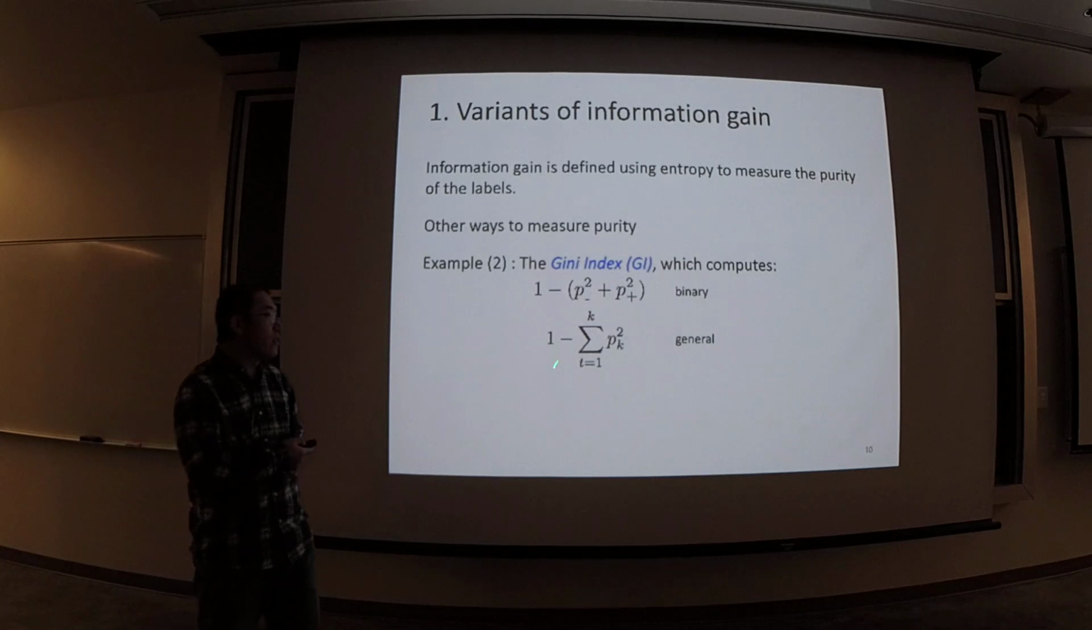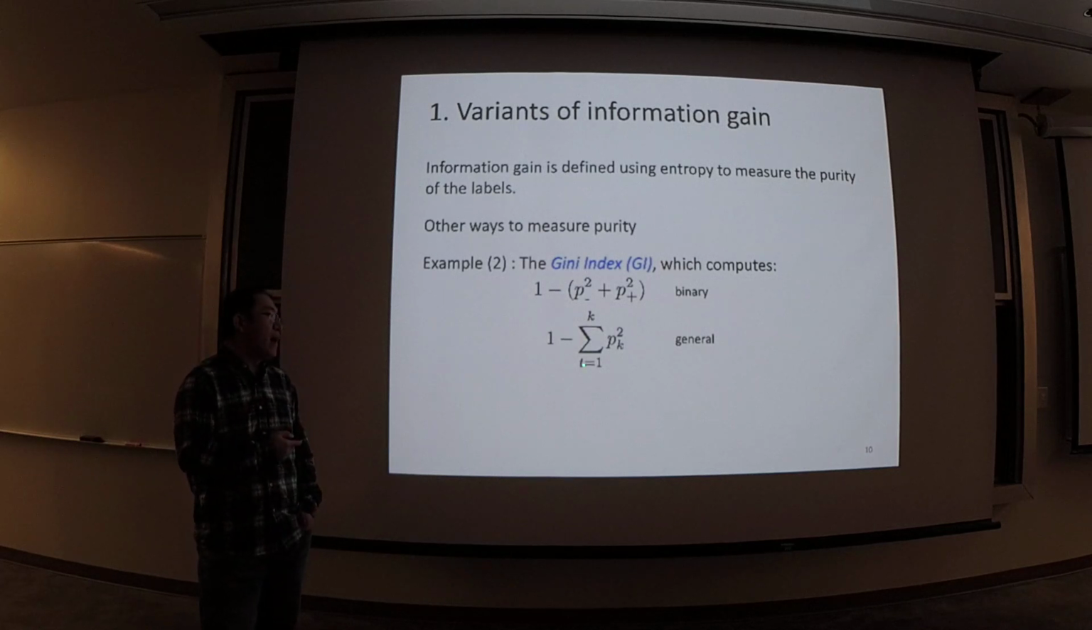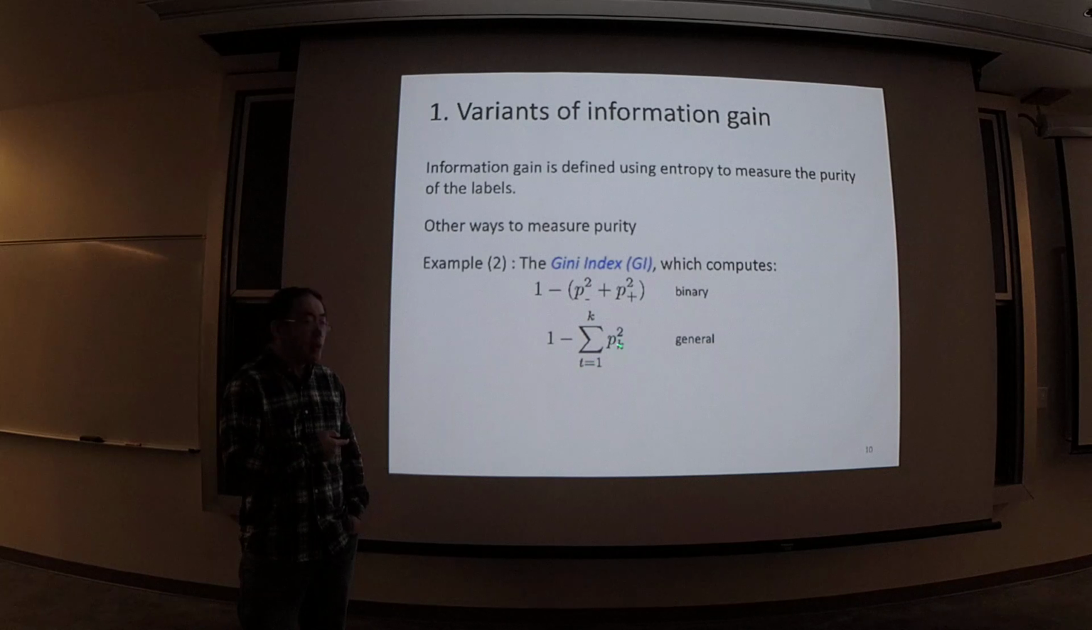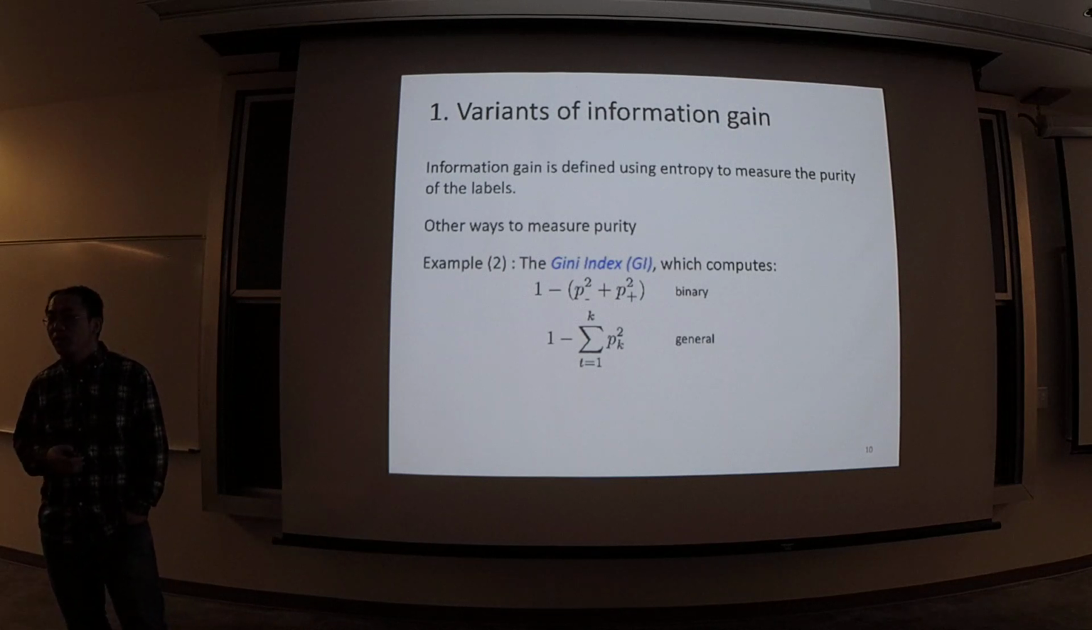In general, suppose you have k labels in your data set, then the Gini Index is defined as 1 minus the sum of the squares of the proportion of each label, so p_k squared. Now I want to ask, how does the Gini Index reflect the purity of the data set? Any comment? Or is it too easy?